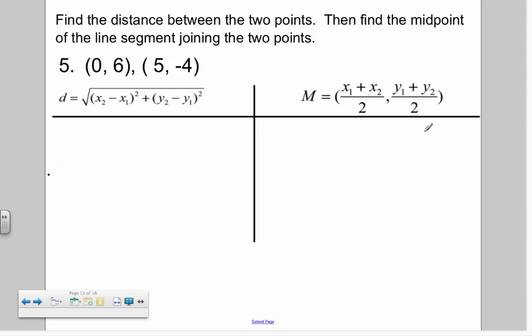Once you know the formulas, if you can appropriately plug in your x's, then finding the distance and midpoint should not be a problem. So the first thing I'm going to do is identify my x1, my y1, and my x2 and my y2. Once I've done that, I can just go ahead and plug them into the formulas. So the distance formula says I need to take the square root of x2 minus x1 squared plus y2 minus y1 squared. So I'm going to start to plug this in.